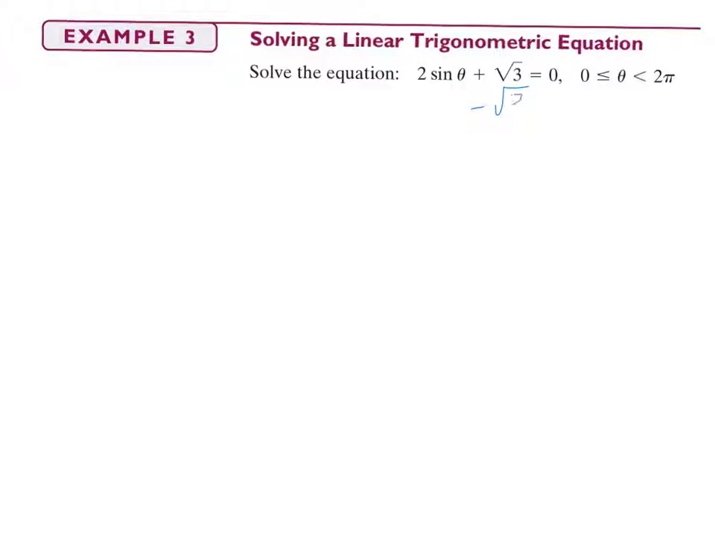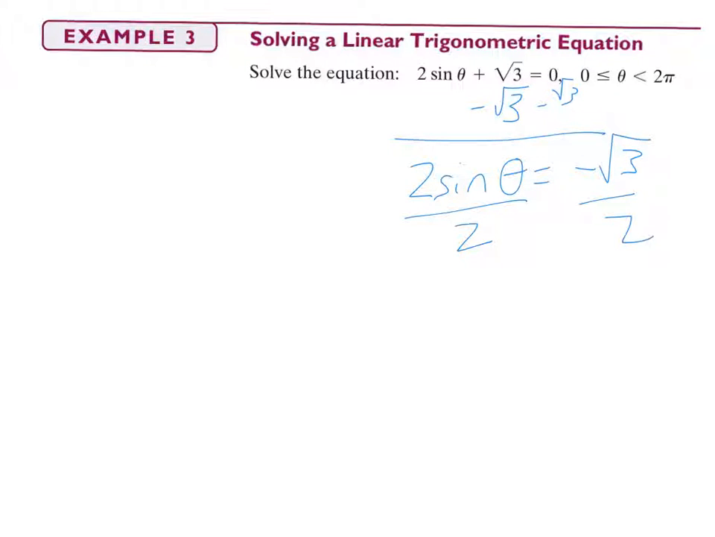So let's solve for sine of theta first. If we subtract square root of 3, we have 2 sine of theta is equal to negative square root of 3. Now to solve for sine, you have to divide by 2. So we have that the sine of theta, the sine of our angle, is equal to negative square root of 3 over 2. And we want all the angles from 0 to 2 pi where the sine is negative square root of 3 over 2.